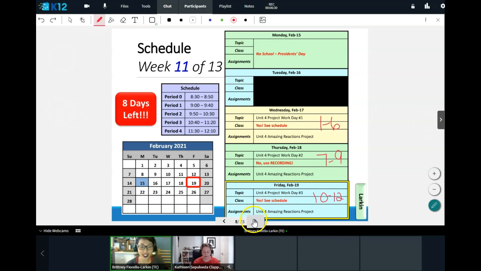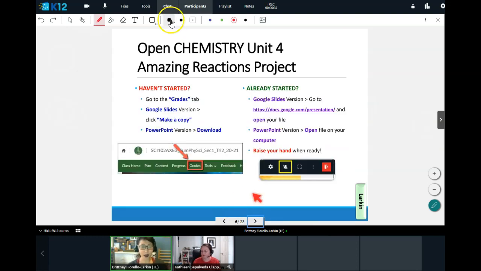All right, so let's go ahead and take a look here. At this point, if you haven't already, please go ahead and open up your project. If you have not yet started it, please go to your grades tab. I'm going to send the link to the grades tab in the chat box. So here is Mrs. Larkin's grades tab, and here is Mrs. Sepulveda's grades tab. Everything you need is in the grades tab.